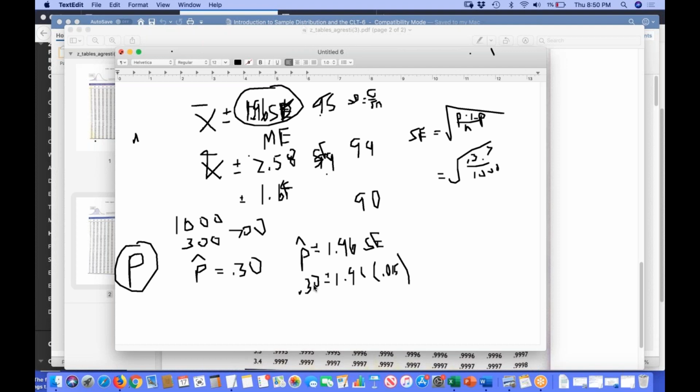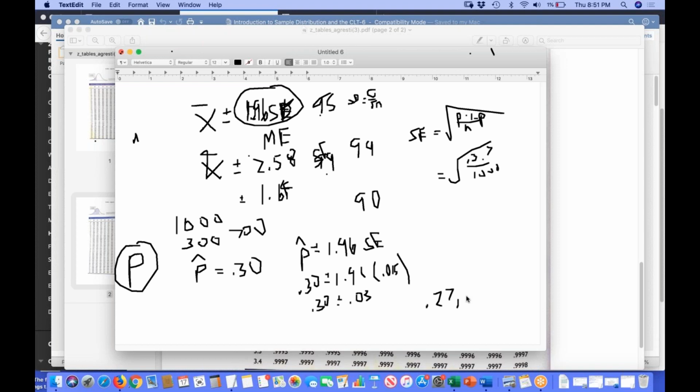So we have 0.30 plus 1.96 times 0.015. I'm going to just make believe that's 2 to make things simple, though you'd actually do it with the right numbers. So 0.30 plus or minus 2 times 1.5% is 0.03, right? So my confidence interval is going to be 0.27 to 0.33.